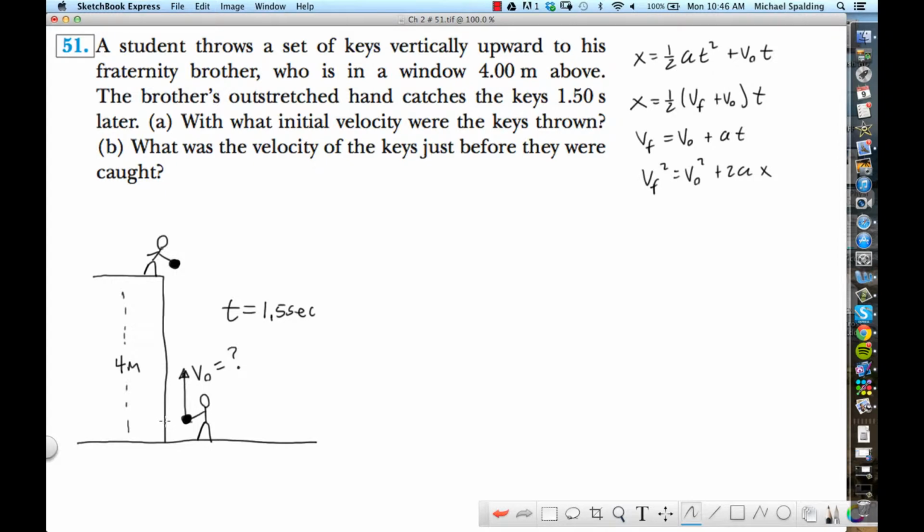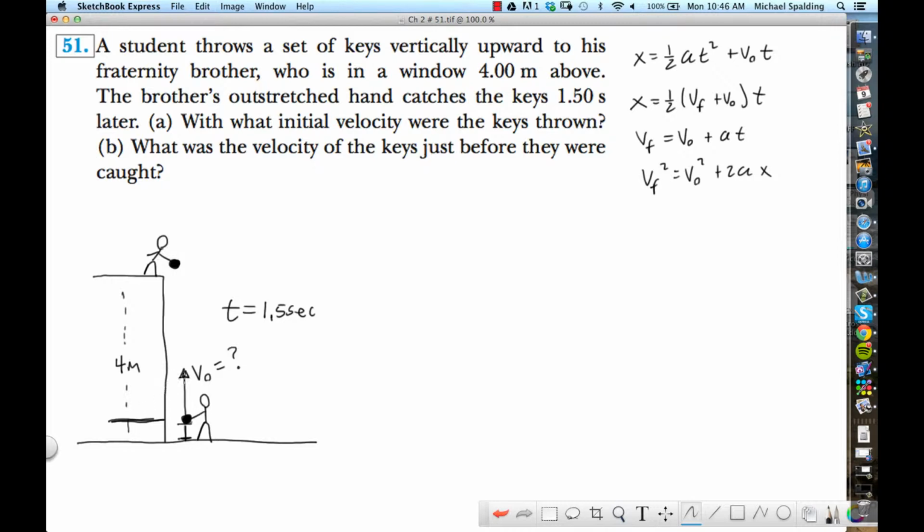Oh, you know what? Early in the year, this is a very common question I get. Kids ask about this distance in here. Well, how high did the guy throw the keys from? Are we told that? No. So I guess what we'll do is say the 4 meters is measured from where the keys start. Does that make sense? 4 meters up.